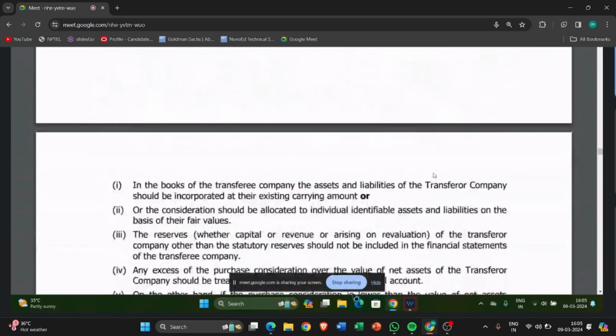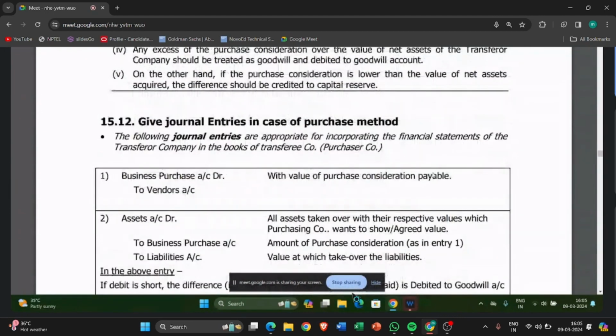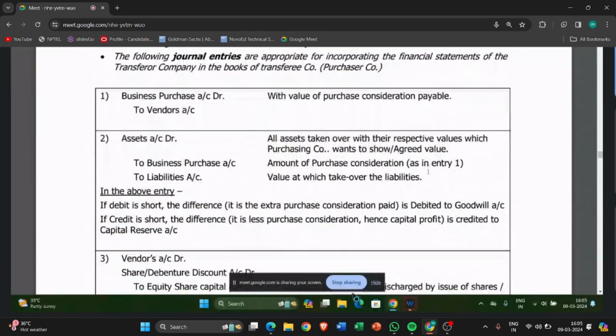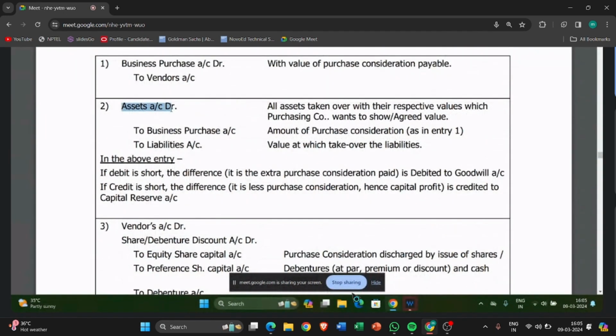But if it is a purchase, you will have the same thing, but there will be some revalued values. So you will take these assets, only difference is that the assets you will take over are only those which have been taken over. All assets taken over with their respective values will be shown at their agreed values. So now comes your doubt. What should you do if there is a revaluation value? Revaluation values will be written only if it is a purchase and only in the books of transferee company. Journal entries remain the same.